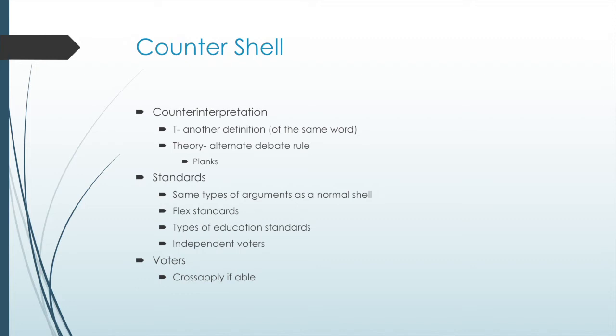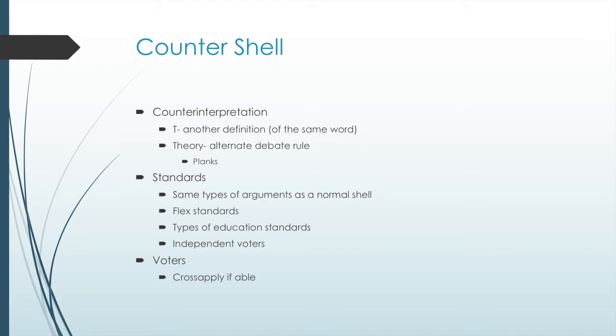And then the last thing for a counter shell is voters. So if your opponent goes for fairness or education or both, and you think that your standards link to those things the strongest, you can just say cross-apply voters off of my opponent's shell. But let's say that your opponent went all in for fairness and your standards are about education, then you're going to want to read an education voter. So voters on a counter shell are really dependent on the context of the round.